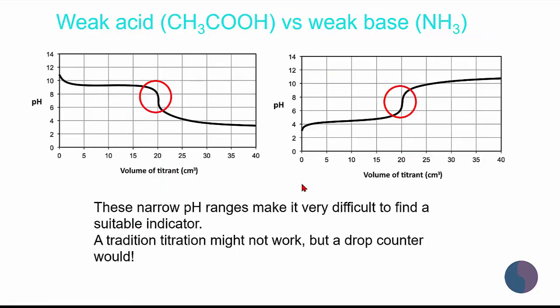And just to write this one off quickly, weak acids and weak bases, I'll talk about this in a second. Probably should have talked about it now, actually. But you can see that because they're weak acids and weak bases, there's very little room for it to have an equivalence point, and so it's very hard to find an indicator that will actually change at that very narrow range. Another reason why you should use a drop counter, because you can do it with a drop counter.